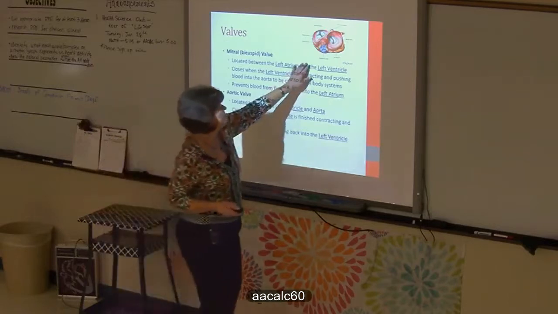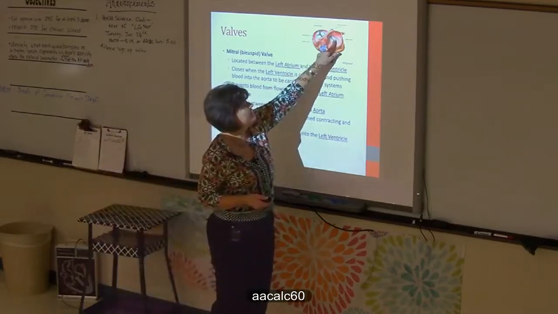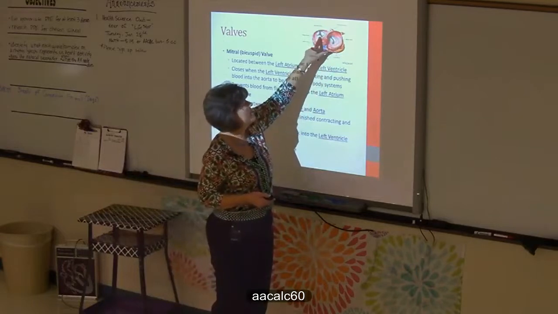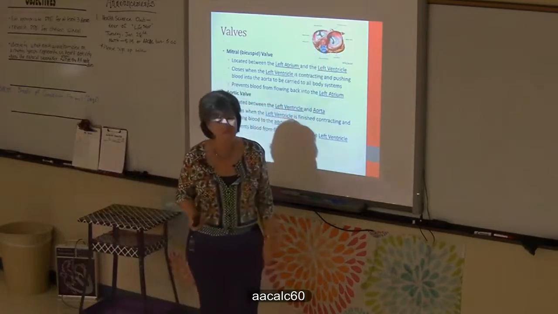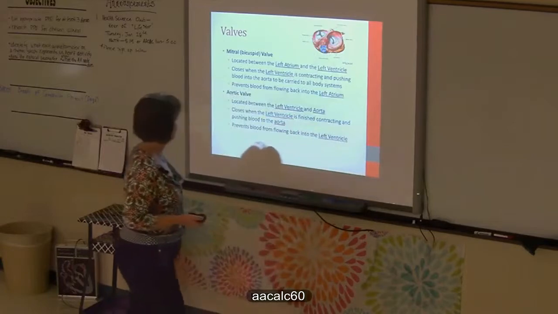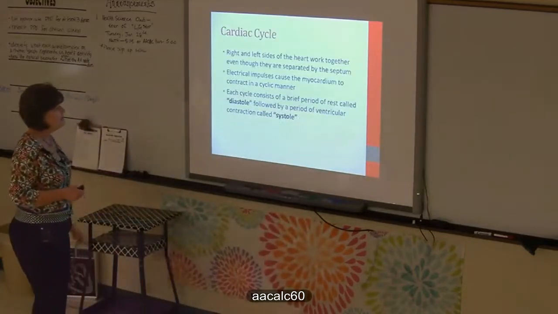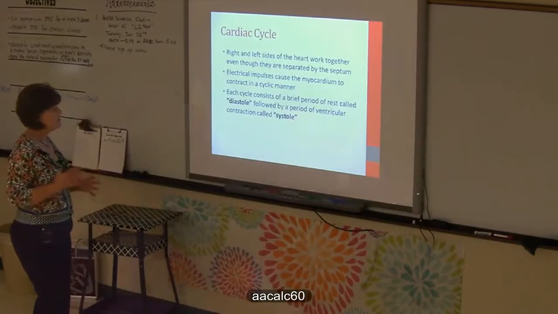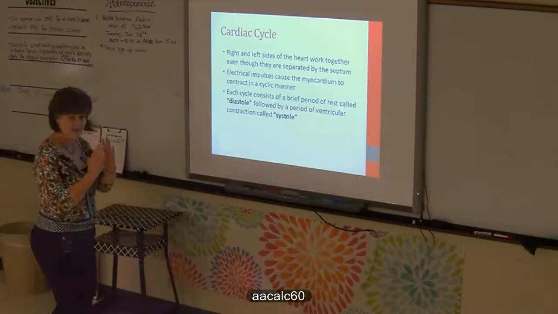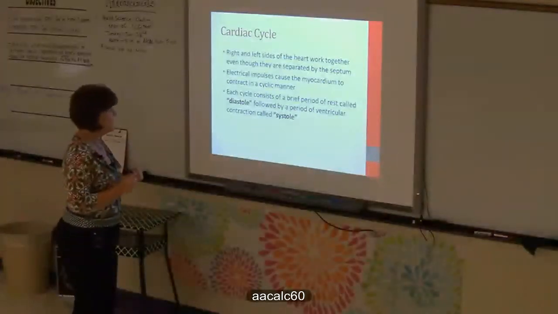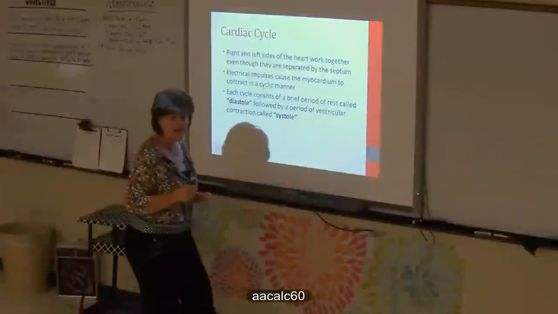Here's a little picture. Some of them are bicuspid, which means they have 2 little flaps. Some of them are tricuspid, which means they have 3 flaps. Don't worry about that a whole lot. All right, so the right and the left sides of the heart work together, even though they're separated in the middle by the septum.